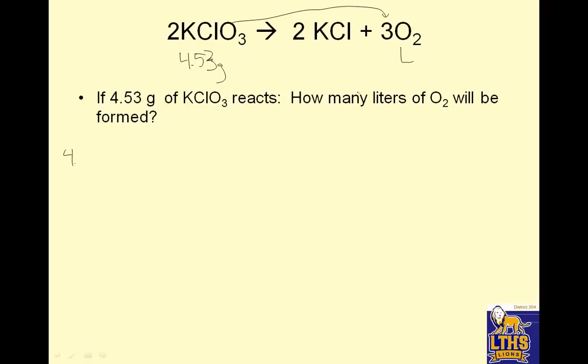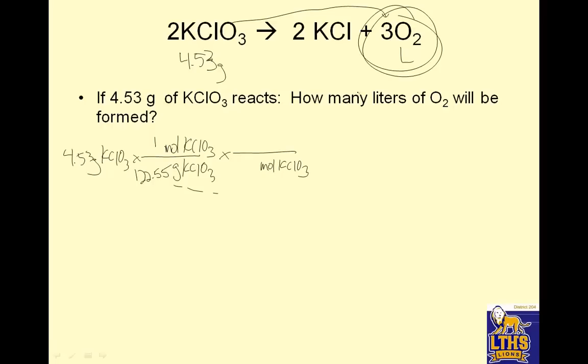So 4.53 grams of KClO3, and times dividing bar. I dislike grams of KClO3, and I'm going to go through moles to be able to convert it into something else. 1 mole is, and we did this molar mass before, just last slide, 122.55. So I go to the periodic table and add it up again. Times dividing bar. I want to get out of moles of KClO3 and go into, well, I want to go into liters of O2, but I can't go into liters right away. First, I have to go into moles of O2.